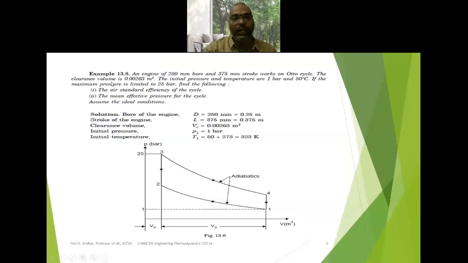Similarly, the clearance volume Vc is given as 0.00263 meter cube. The initial pressure and temperature values are given, 1 bar and 50 degrees centigrade, P1 and T1; convert into Kelvin temperature. Now he is asking about the air standard efficiency and mean effective pressure of the cycle. That is today's basic discussion topic.